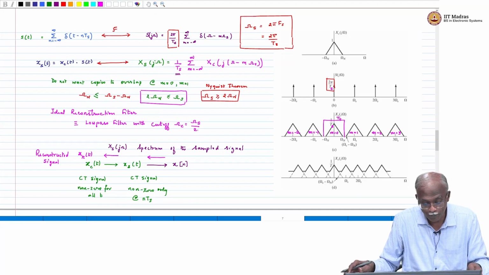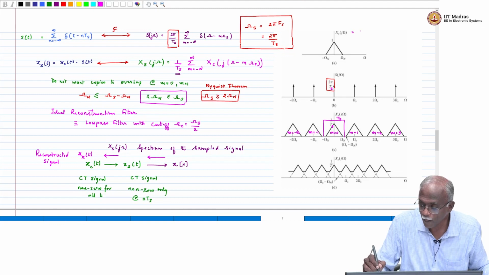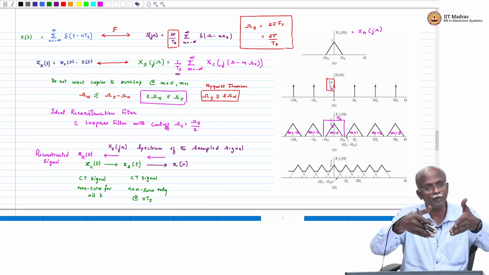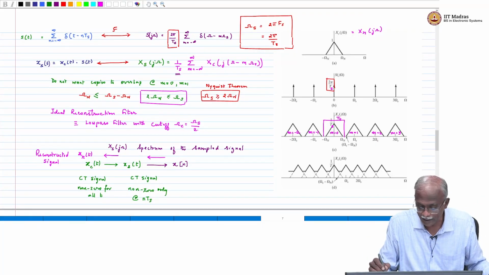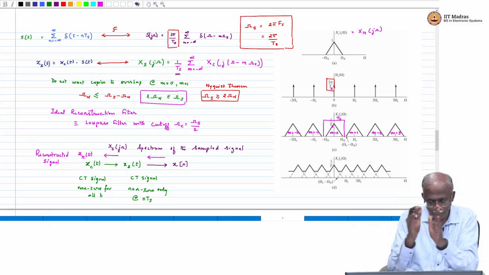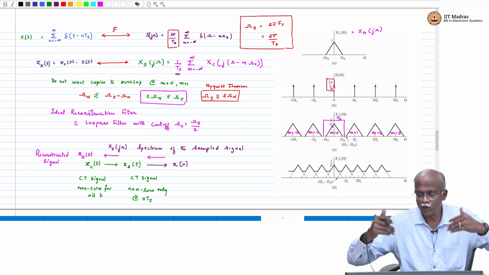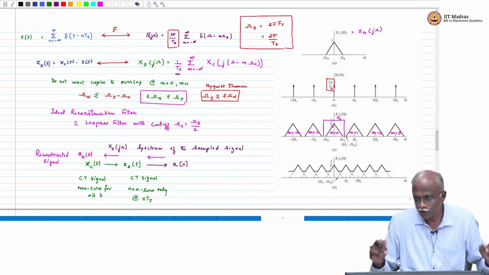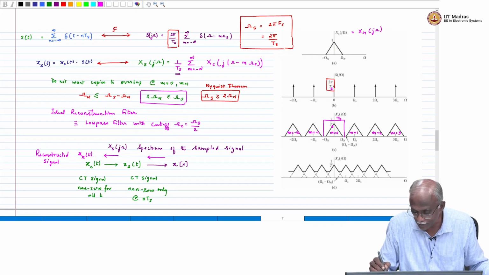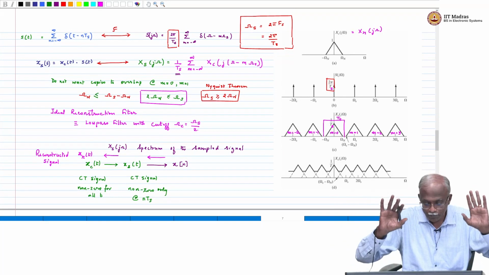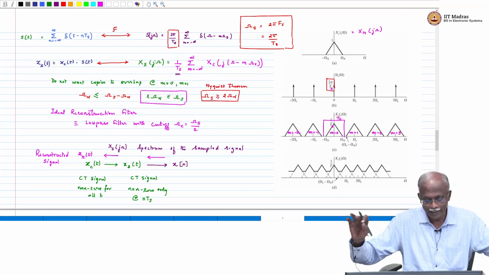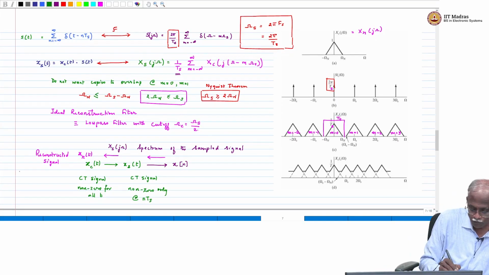Now that means the spectrum of xr of j omega must be very close to the spectrum of xc of j omega. How do we ensure that? If you look at the spectrum of xs of j omega, let us assume that from x of n we have been able to generate xs of t. Now from here I have to go backwards to get the spectrum. We see that the original copy of the signal is present, with a scale factor of 1 over Ts, and it has many copies. So the process of reconstruction first and foremost must remove the unwanted copies.